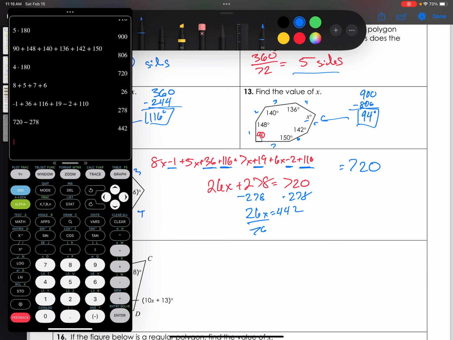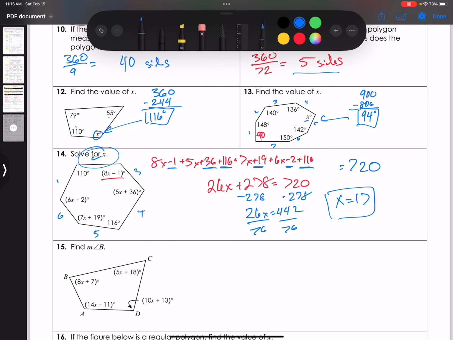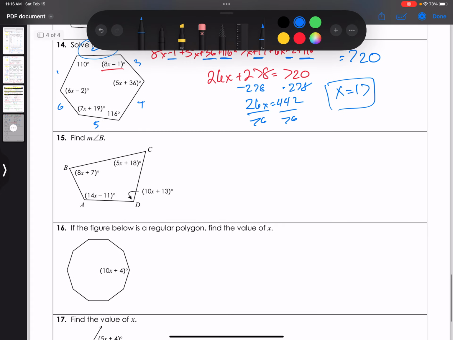Just divide by 26. And we get x is 17. It said solve for x, and we're good to go. All right, next one. Same exact thing, but now don't forget, it says we're finding the measure of angle B this time. Okay, so we're going to do something at the end.